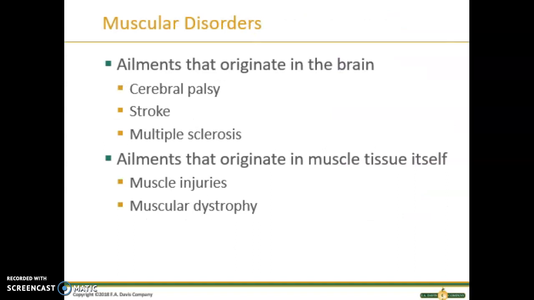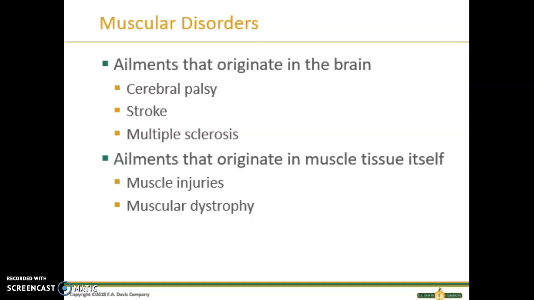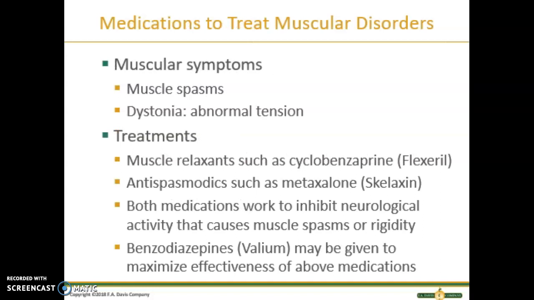Let's look at some muscular disorders. So ailments that originate in the brain, some of those examples would be cerebral palsy, stroke, or multiple sclerosis. Ailments that originate in the muscular tissue itself would be muscle injuries or muscular dystrophy. Muscle spasms and dystonia, which is abnormal tension, are common with all of these disorders and are treated with muscle relaxants and antispasmodic medications. And we see that information here.